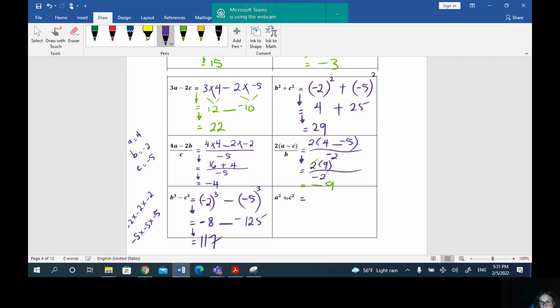Okay, so a squared plus c squared. You open a bracket to the power of 2 plus a bracket to the power of 2. What is a? It's 4 to the power of 2. And what is c here? It's -5 to the power of 2. So 4 to the power of 2 is 16 plus -5 to the power of 2, which is 25. So 16 plus 25, the answer will be 41.